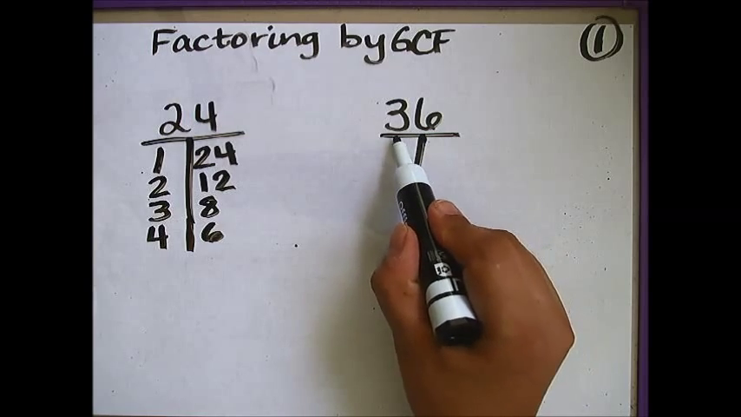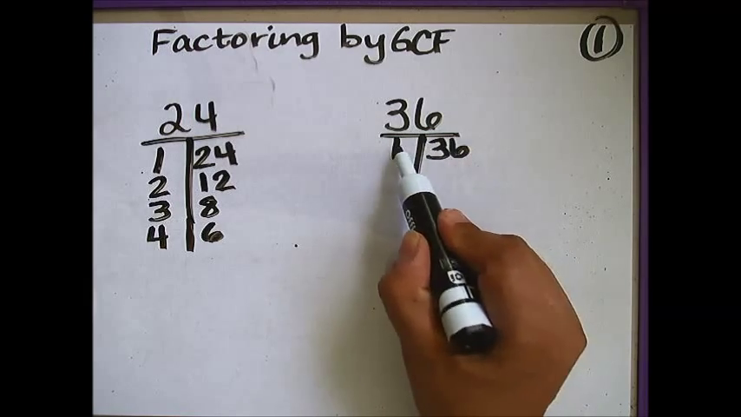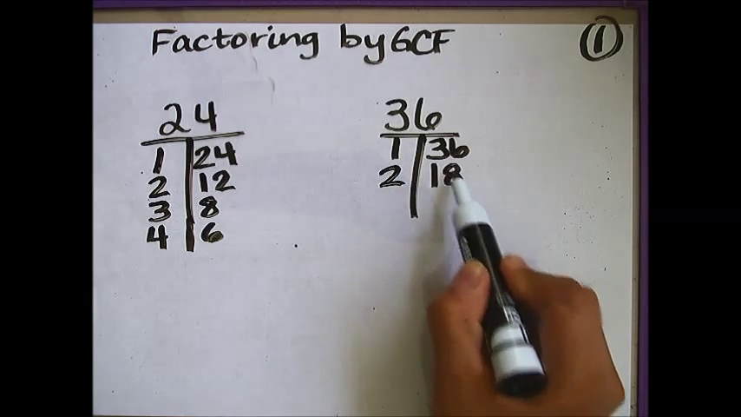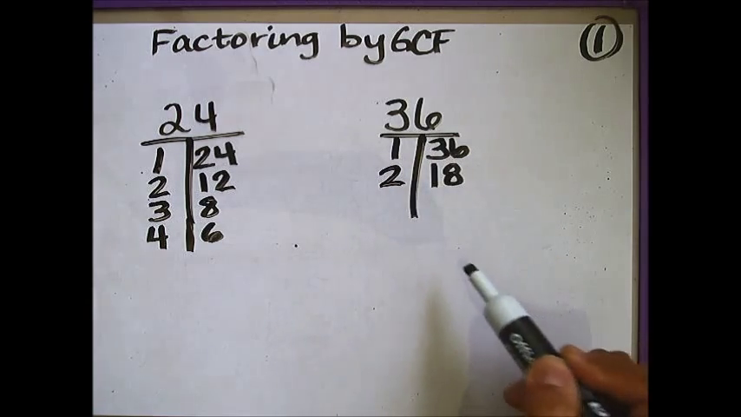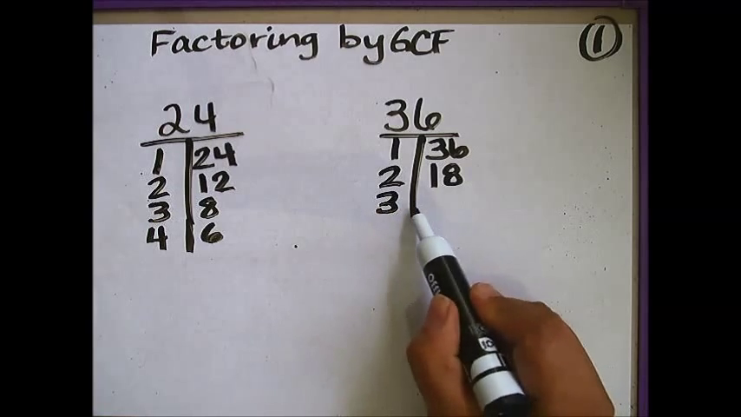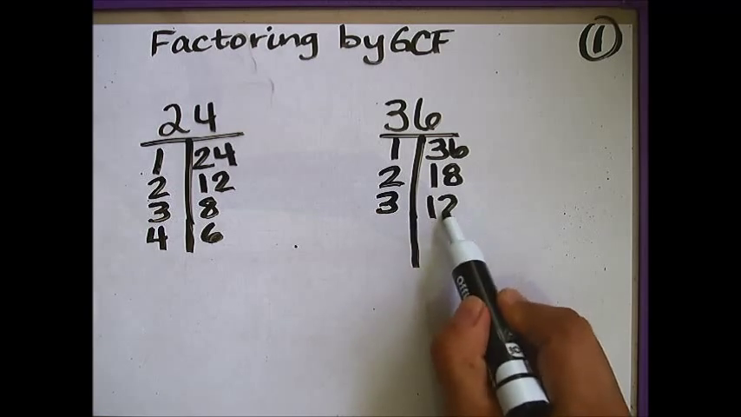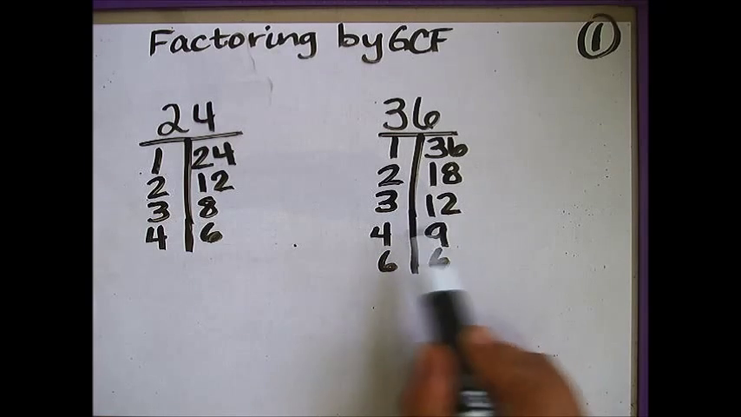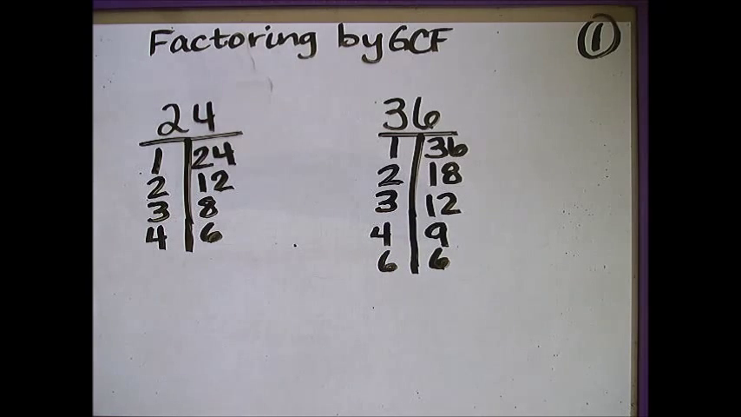For 36, the factors are 1 and 36, so the product of these two factors gives you 36. 2 and 18, the product of those two factors gives you 36, and hopefully you get the point. So 3 and 12, 4 and 9, and 6 and 6. So we're done with the factors.